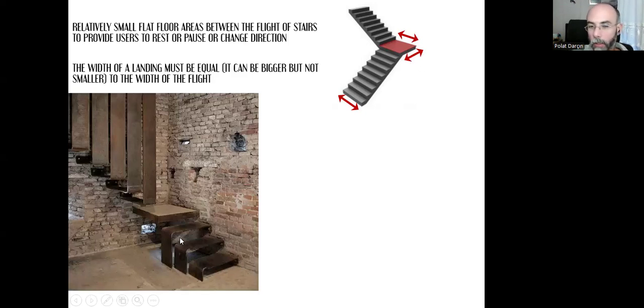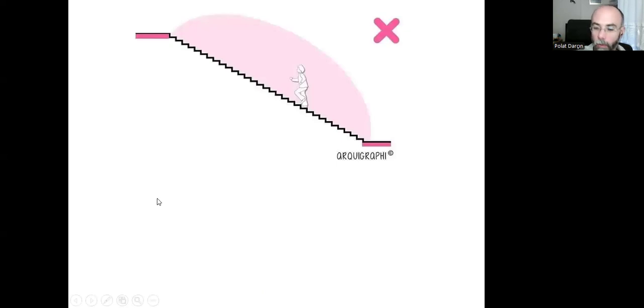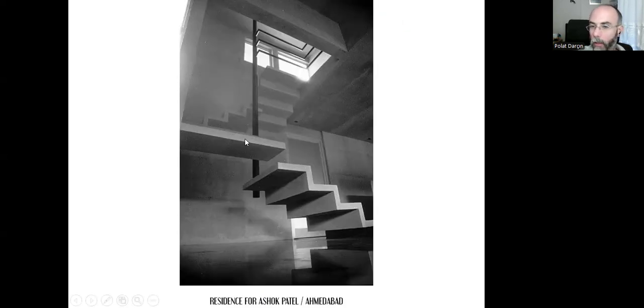This is the example of Carlo Scarpa again. His stair design, that corner landing, is one of the examples. And there is a very nice design in a residence in Ahmedabad in India. I don't remember the name of the architect. This landing here is very nice. It's cantilevered.